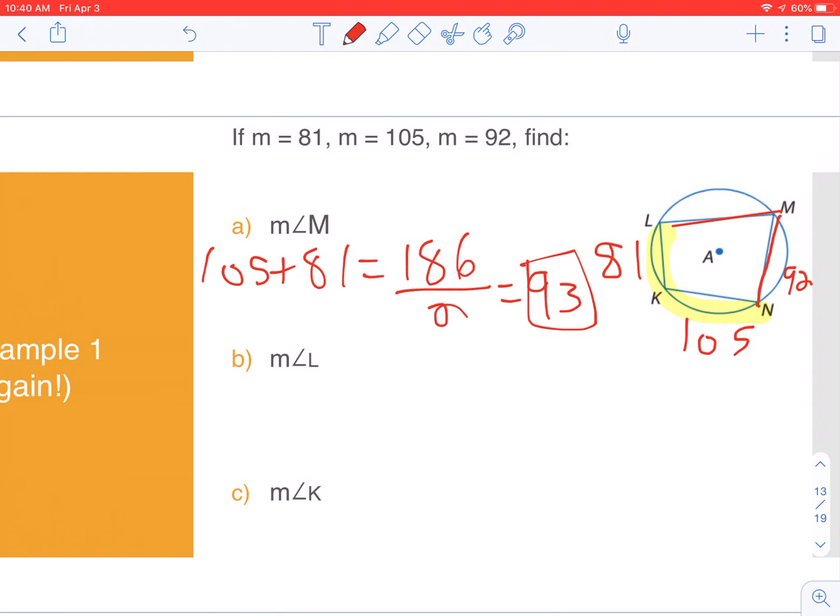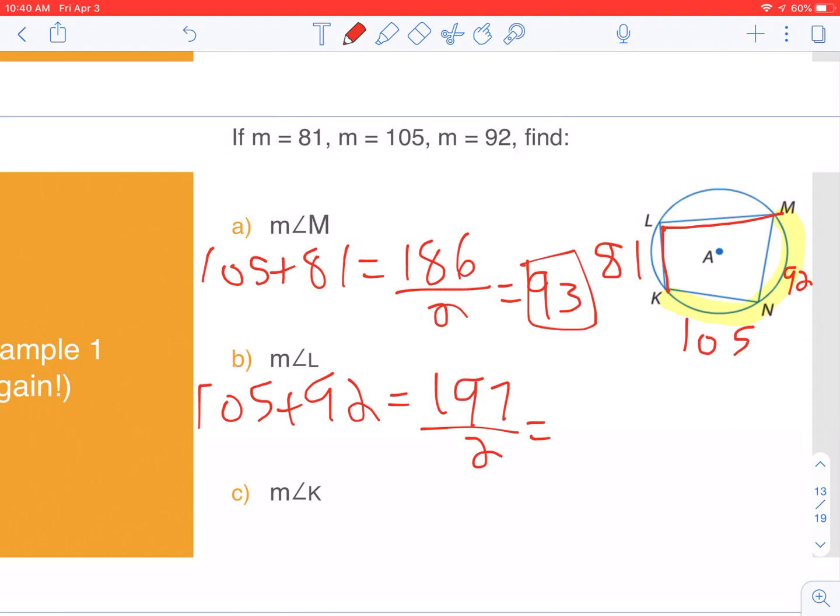Let's find angle L. To find angle L, once again, I'm going to highlight it like so. And here's my arc that goes with it. 105 plus 92 equals 197. I'm going to divide by 2. Yes, it will be a decimal. And I am going to get 98.5.